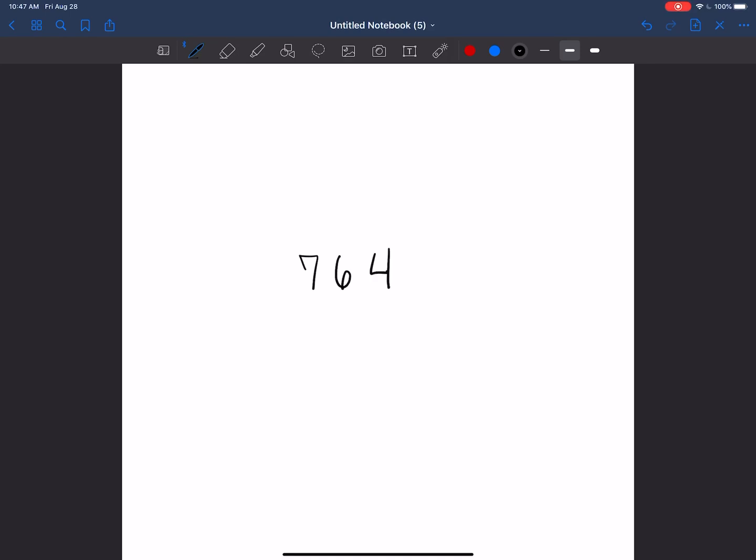764. The very first thing that I want to do is make sure I draw my number line out and I have my benchmarks and my midpoint. Now I'm rounding to my nearest tens. This is my 3-digit number. So I'm going to find my number in the tens place.